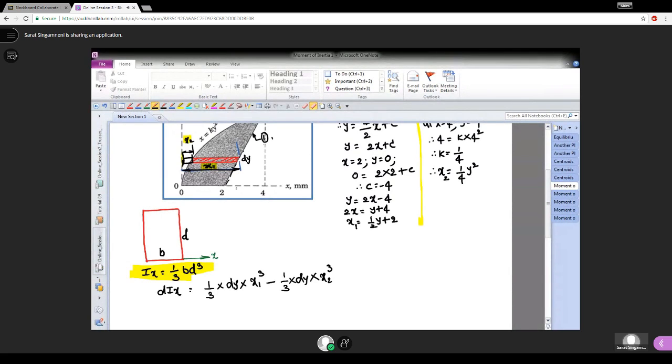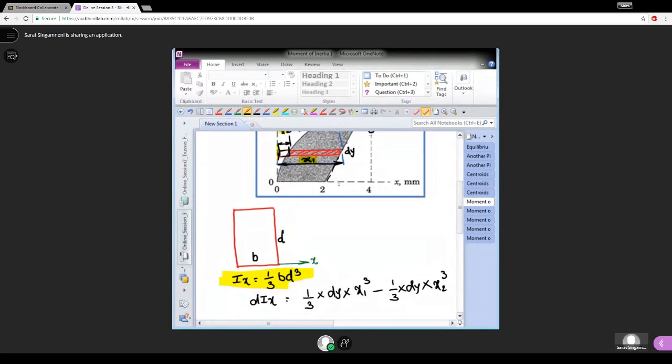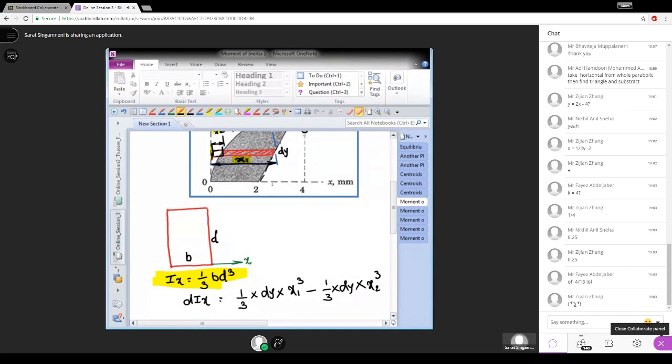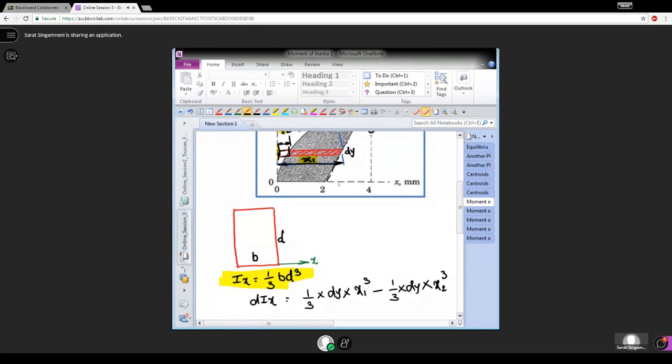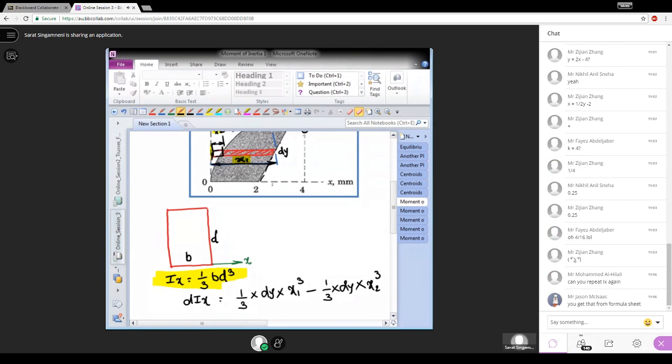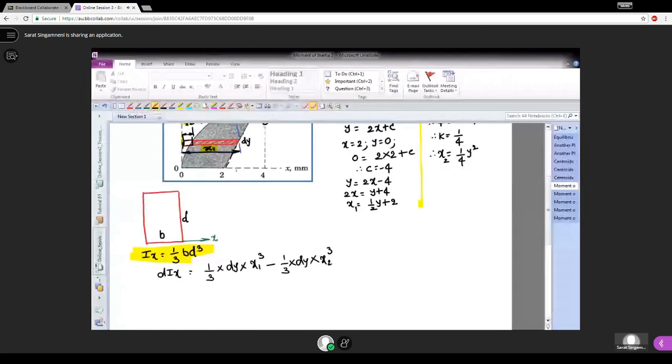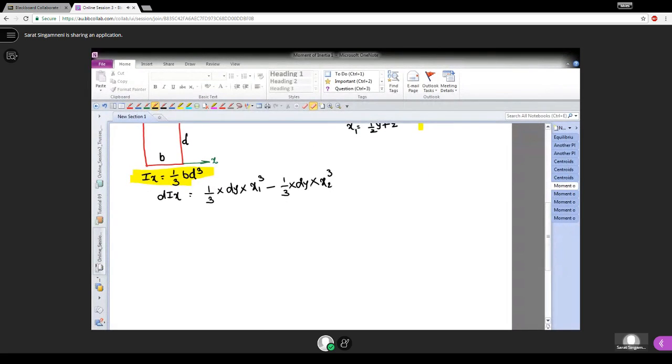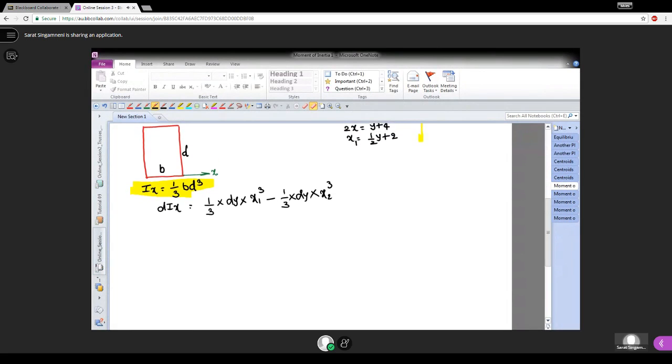This is the most critical step. We're just using the formula sheet here. Let me see if anyone has any question here. Okay. Now, this is from the formula sheet and we put it in our required format.